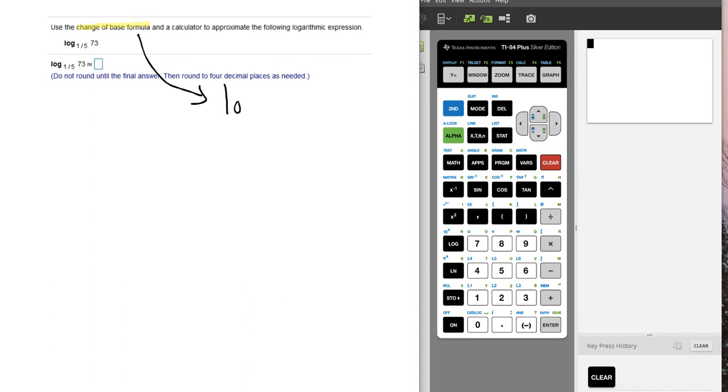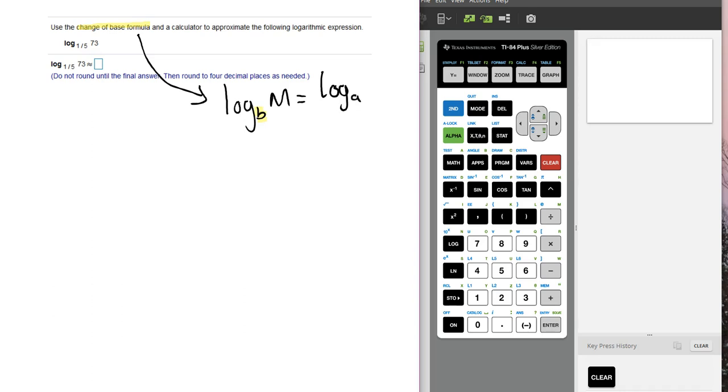Change of base formula allows you to take any logarithmic expression and change the base to something else. Right now we have a base of b, but we may need to have a different base. Some calculators only allow you to type in base e or base 10. So that's why it's usually used hand in hand with the calculator. So if I wanted to change to a different base, this is how I would write it.